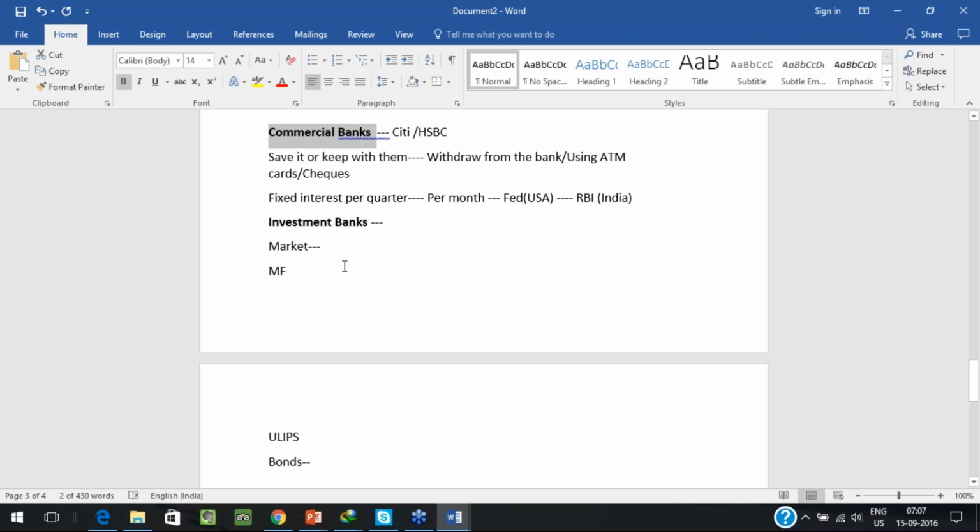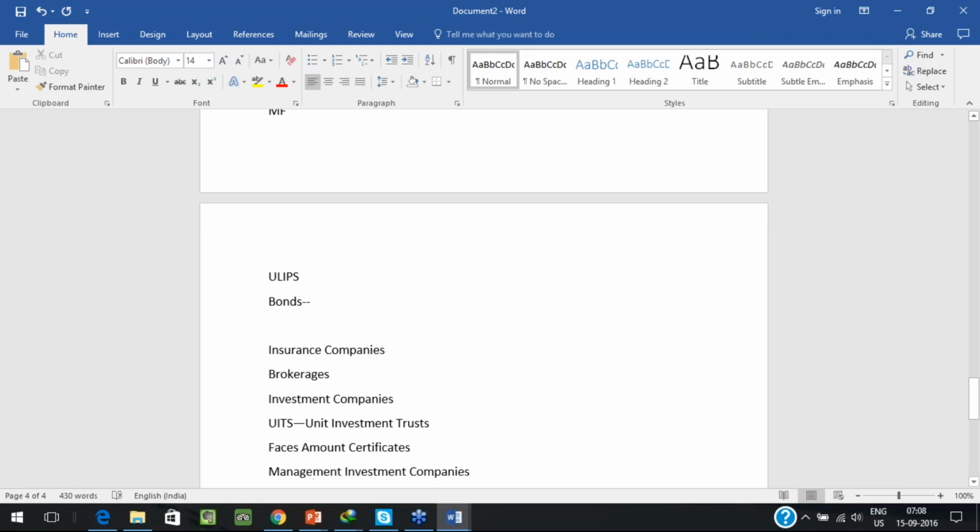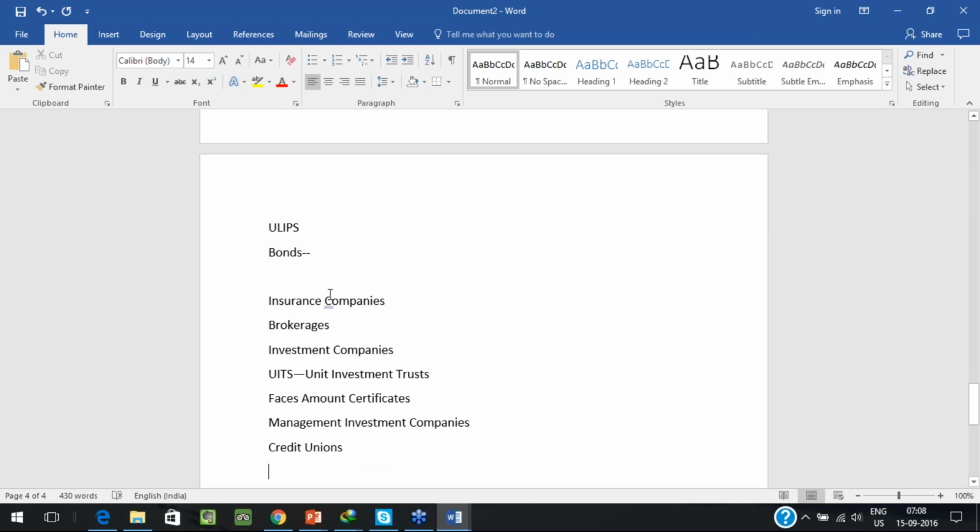Now these points will be discussed again in depth in the coming classes, but for today you just need to understand the purpose of having a commercial bank, what an investment bank is, and so on. We have other types of banks as well, but we'll discuss them in detail in the coming sessions. Now there are others, like non-banking financial services, such as insurance companies.